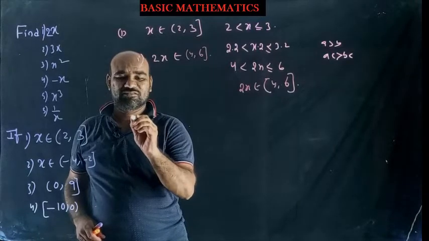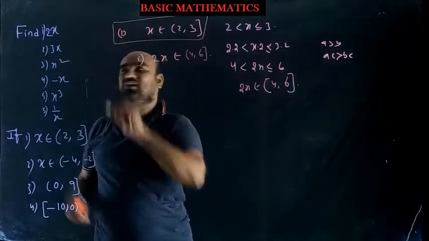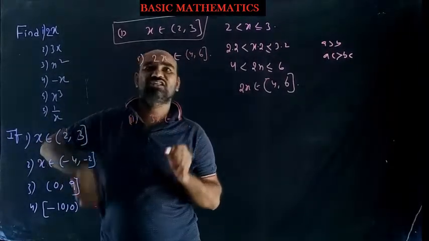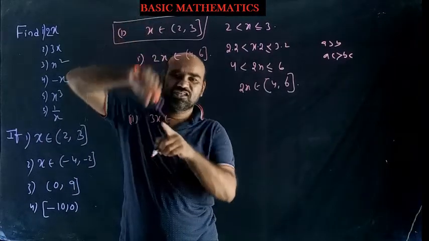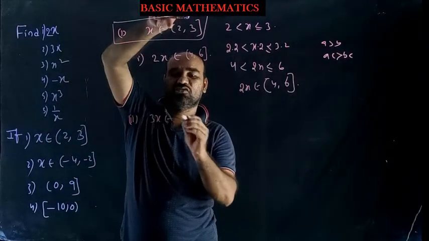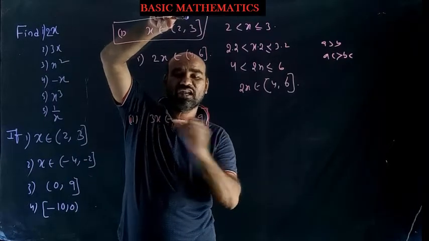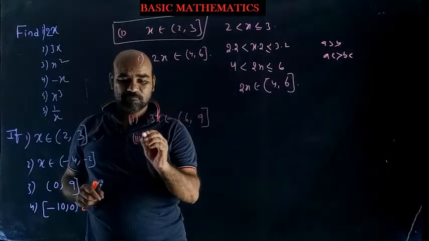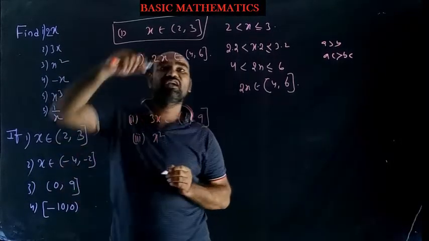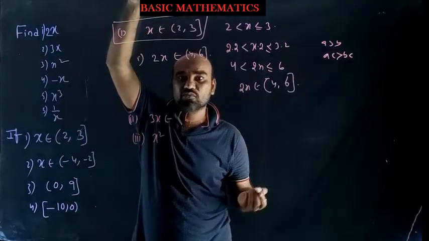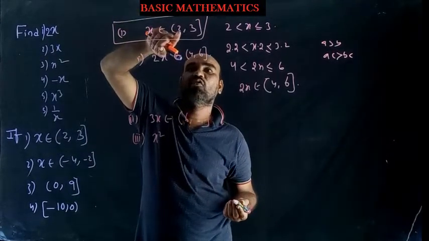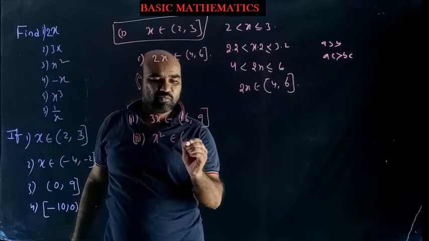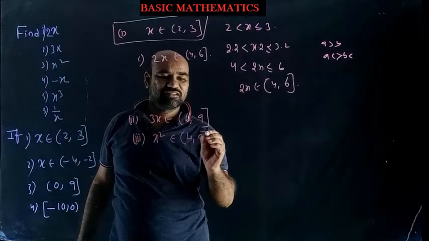Second one. For the same problem, 3x I want. Directly, 3x: each element of the set is multiplied by 3, positive, nothing happens to the inequality. So open 6 to closed 9. So x square, the third one, an interesting one. Each element of this set is raised to the power 2. So what happened, Anna? Open 4 to closed 9, open 4 to closed 9. Understood?